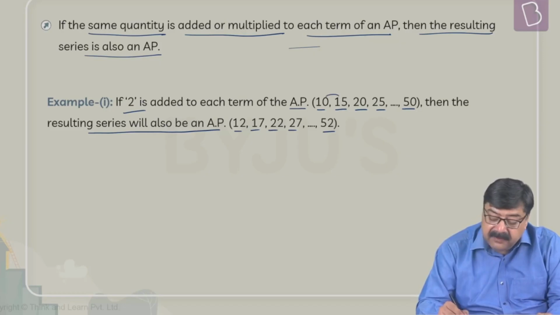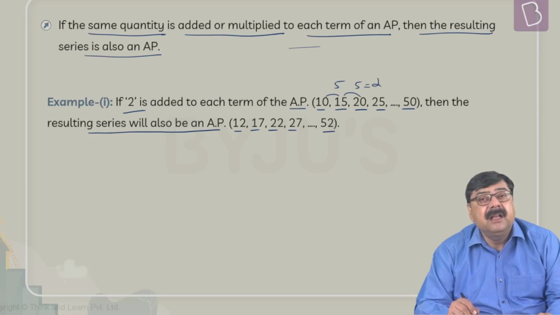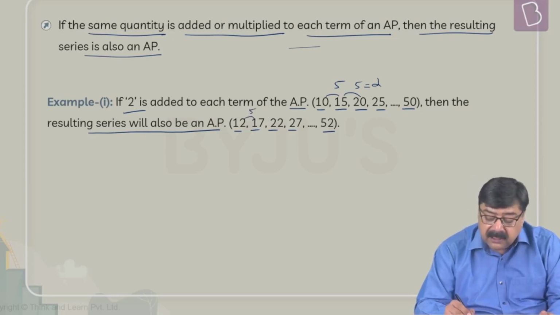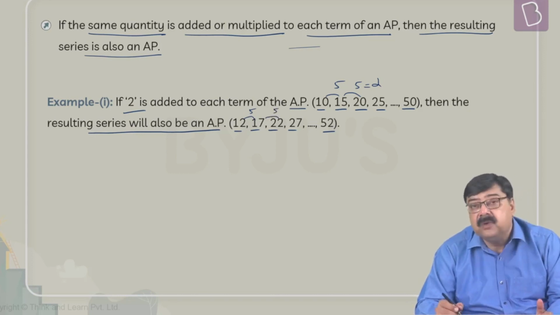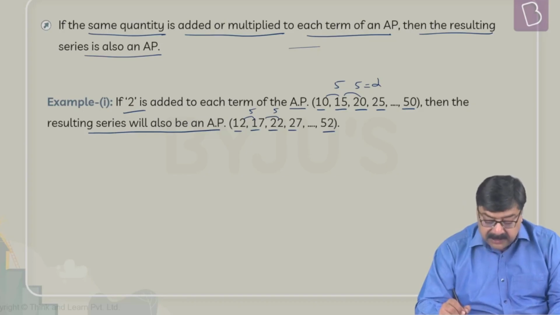Here 10 and 15, the difference is 5. 15, 20, the difference is 5. So the common difference here is 5. In the second AP, wherein we had added 2 to each of the terms, 12 and 17, the difference is 5. 17 and 22, the difference is 5, and so on. So the common difference remains the same. So it still results in another AP.